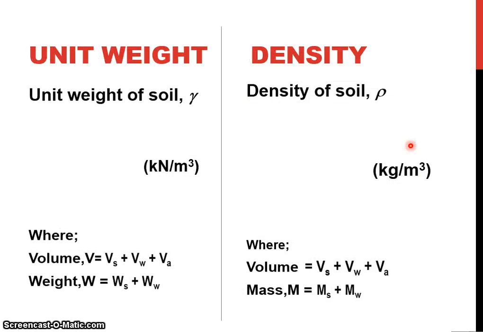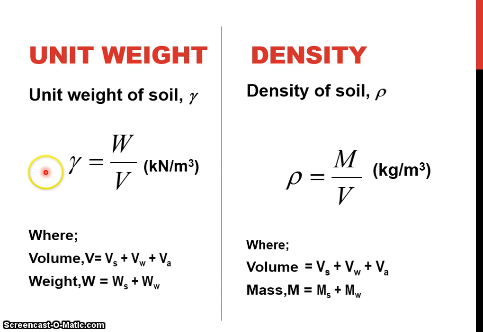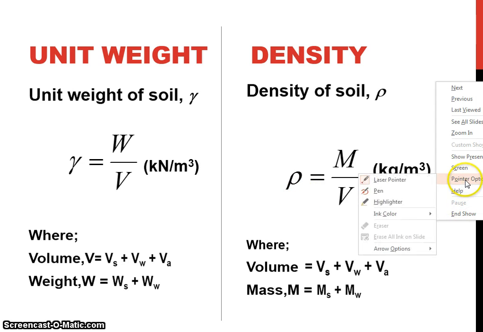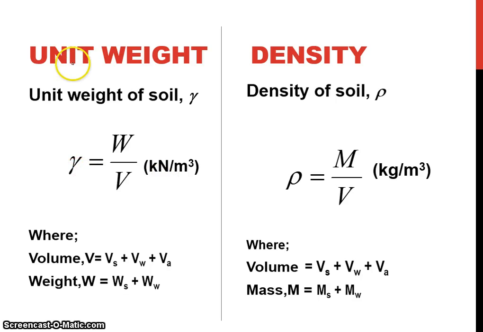Okay, I skip this. So the relationship between the weight and the mass to the volume is unit weight for the system that uses kilonewton, and also the density for the system that uses the kilogram as the measurement. And this one is also known as gamma bulk and density of bulk, rho bulk. So how to spell bulk?